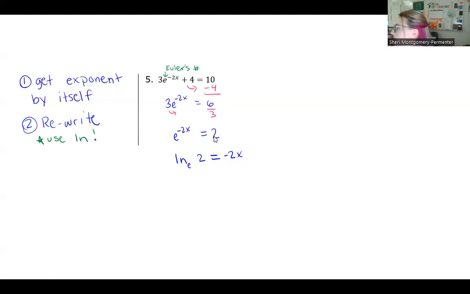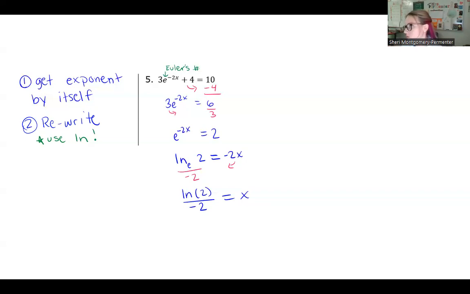I almost have x by itself, but I'm multiplying by negative 2. How do we get rid of multiply by negative 2? Divide. So we're going to type that into our calculator. We have ln of 2 divided by negative 2. That is what x equals. Because it's natural log, it has a base of E.